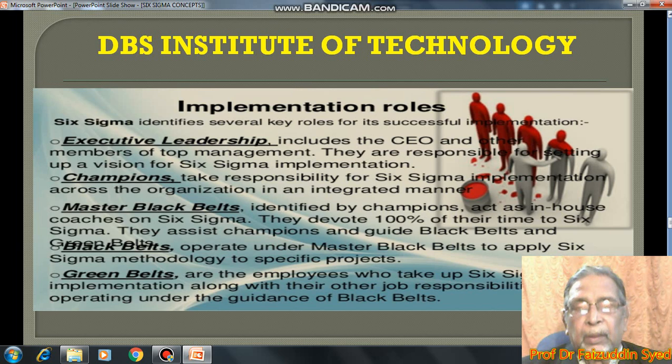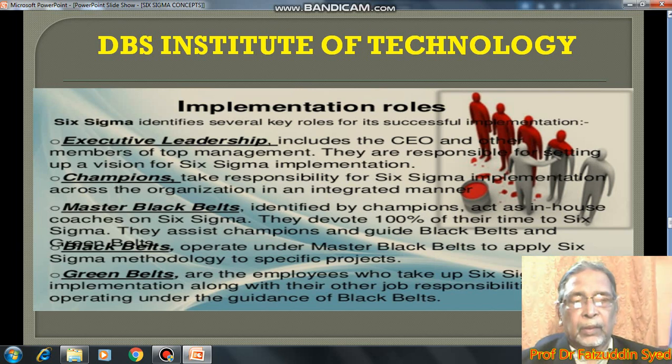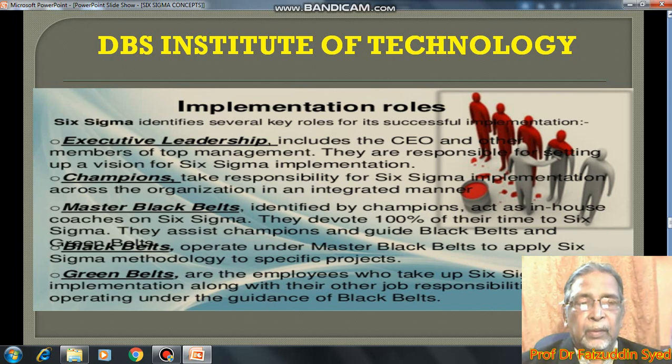Number 3, master black belts. They are identified champions who act as in-house coaches on Six Sigma. They devote 100% of their time to Six Sigma. They assist champions and guide black belts and green belts.